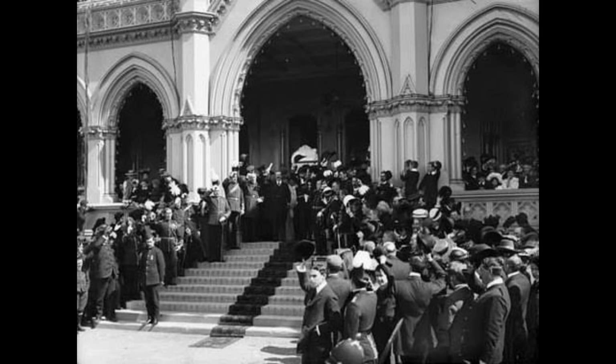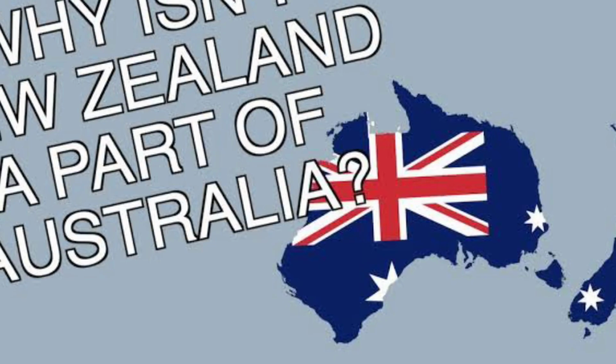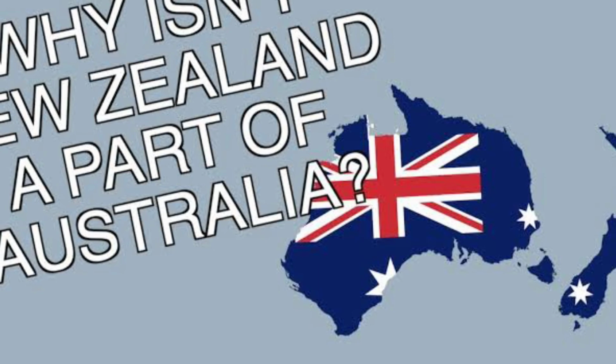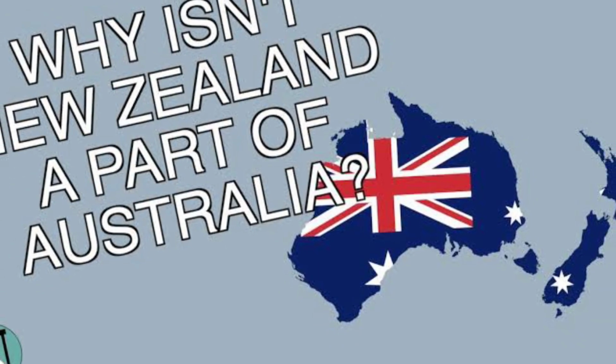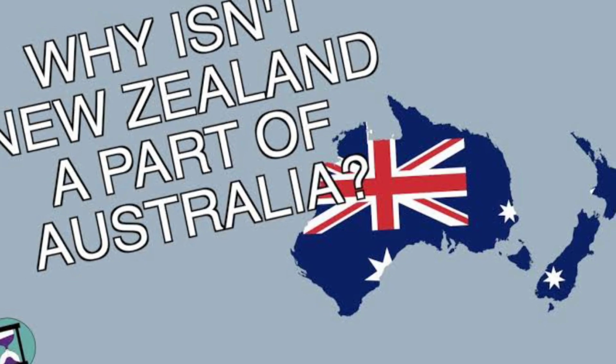In the 1890s New Zealand was invited to join the forthcoming Federation of Australia. New Zealand Premier Richard Seddon called a royal commission in 1900.